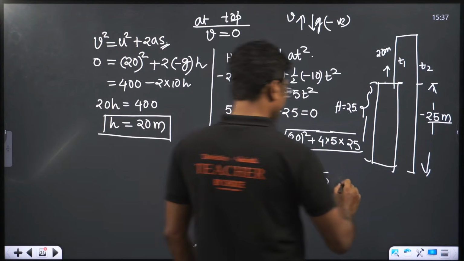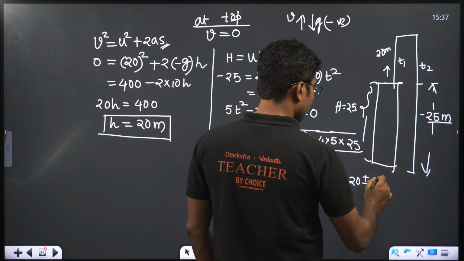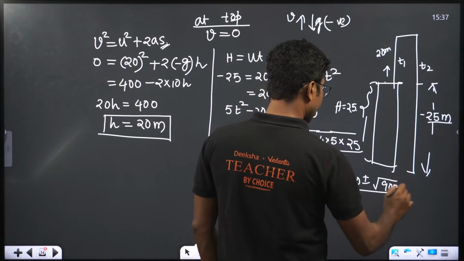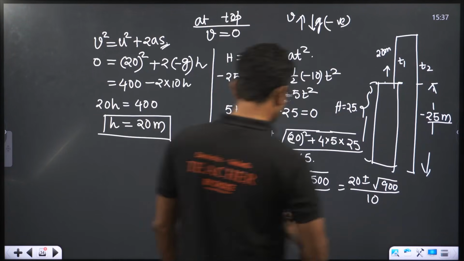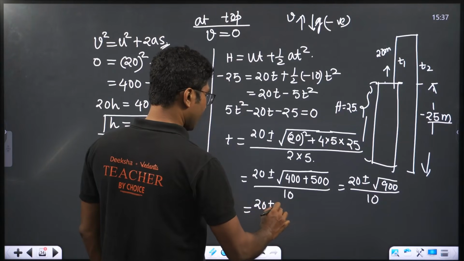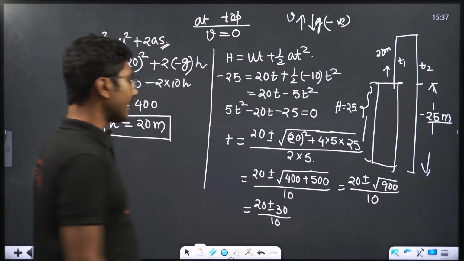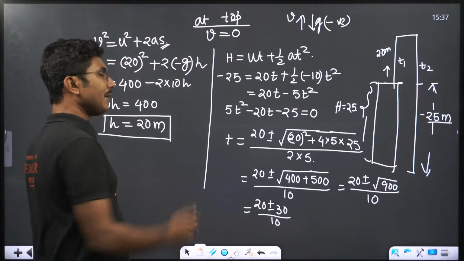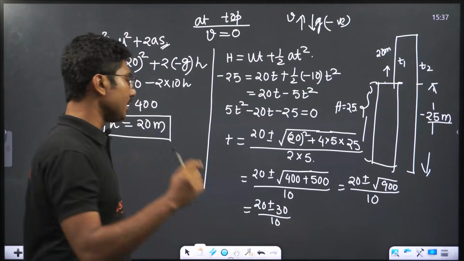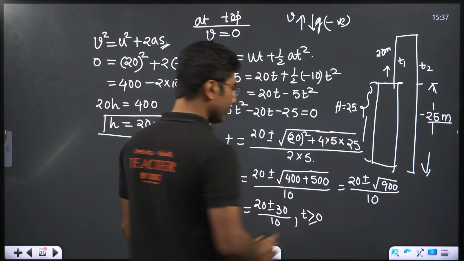So it will be 20 plus or minus square root of 900 divided by 10. Square root of 900 is 30. So plus or minus 30 by 10. Now if you take the negative value, time is coming out to be negative. Time cannot be negative. That is one very important thing. You need to always remember, time is always greater than or equal to 0.